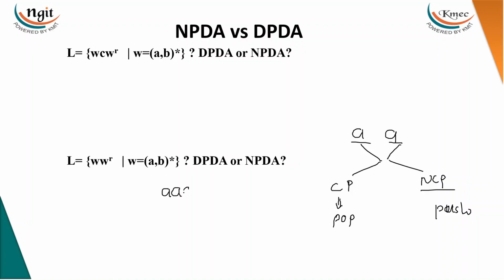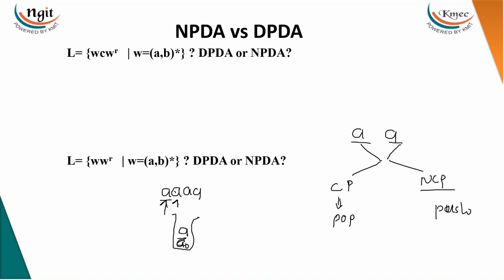If it is A, so first case, A, push it. It is not a center point, and both are same. I mean to say that. Sorry, let me go with this. Initially Z naught, right? A Z naught. Both are not same, so push it.